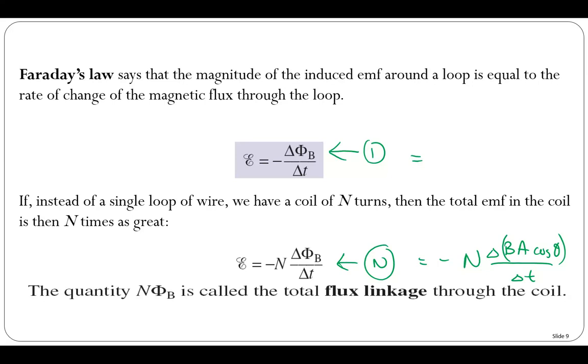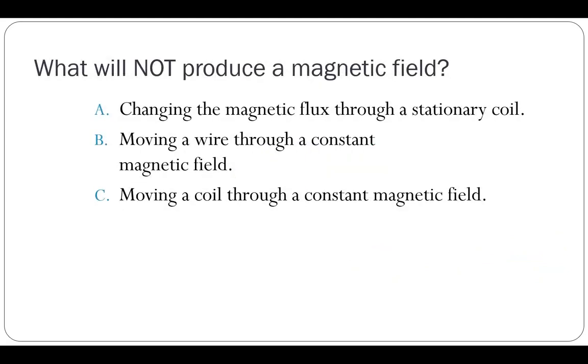So if you have a change in the magnetic field, it'll induce a voltage. If you have a change in the area of your loops, it'll induce a voltage. Or if you have a change in the angle between your magnetic field and the area, it will induce a voltage. Any one of those will. So, question number 2, what will not produce a magnetic field?